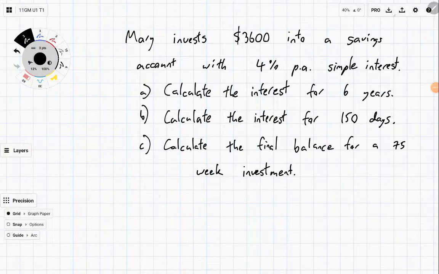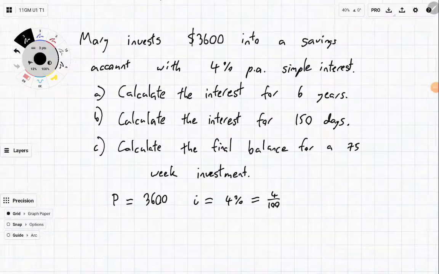Okay, so in this question, we've been given a bit of information. So we know what P is for all of these questions. It's just $3,600. We know what the little i is, the interest rate. It's just 4%. But percentages should be written as 4 over 100, just for convenience. Or if you really like, you can write it as 0.04, but I like 4 over 100. But the major issue that we've got is it says calculate the interest for 6 years, 150 days, and for 75 weeks.